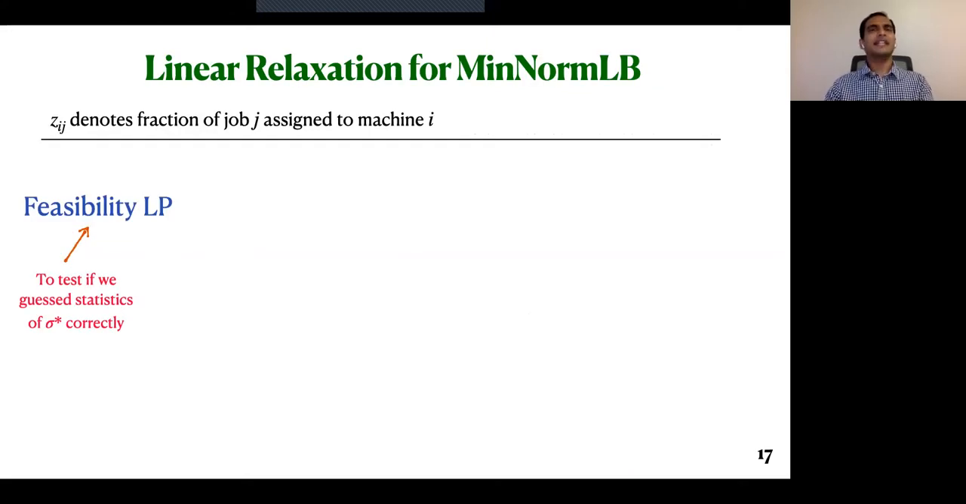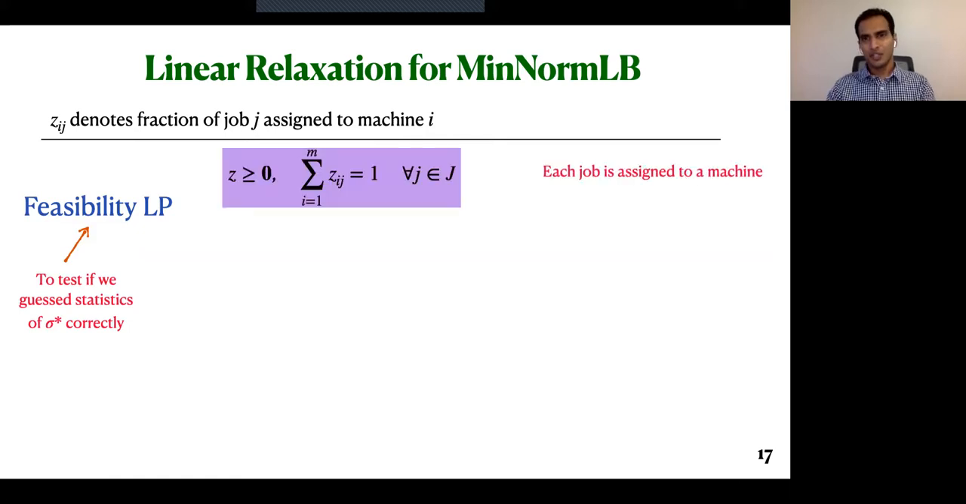I'll now describe the linear relaxation for min-norm load balancing that we use. I'll use variable Zij to denote the portion of job j that is assigned to machine I. The LP that I'll show is just a feasibility LP. It is used to determine if our guesses of TLs and zeta Ls are correct. We have 4 kinds of constraints in this LP. The first ones just say that Z is a feasible fractional assignment. That is, each job is assigned to exactly one machine.